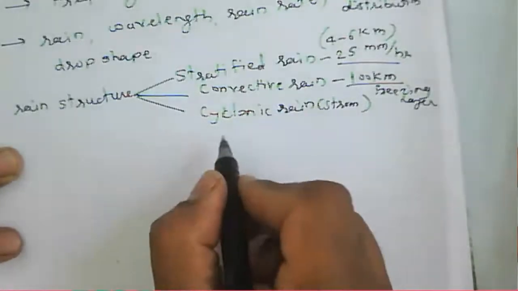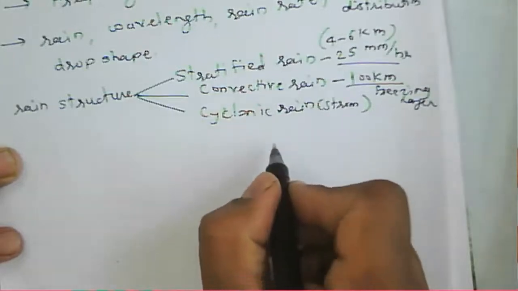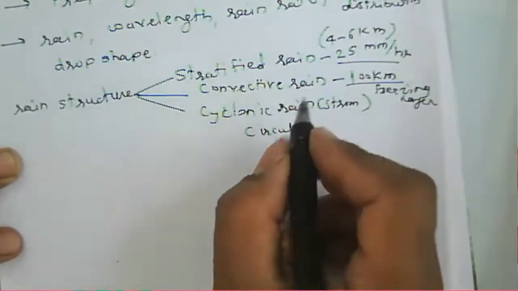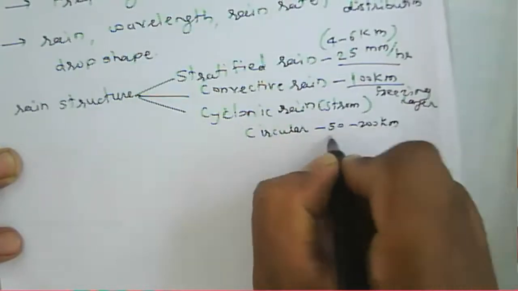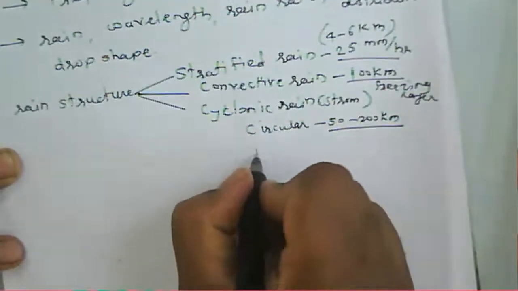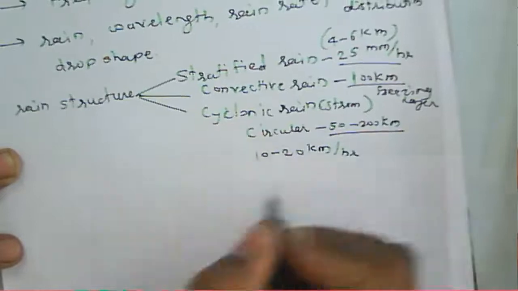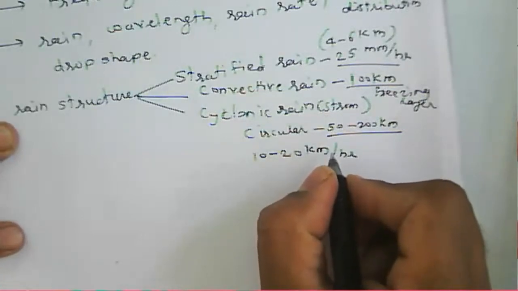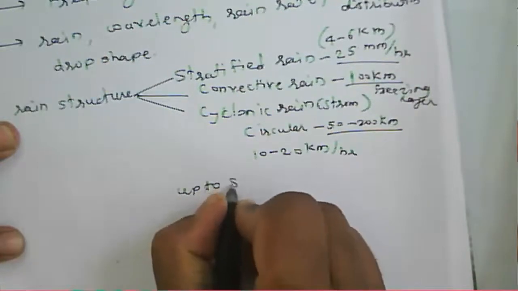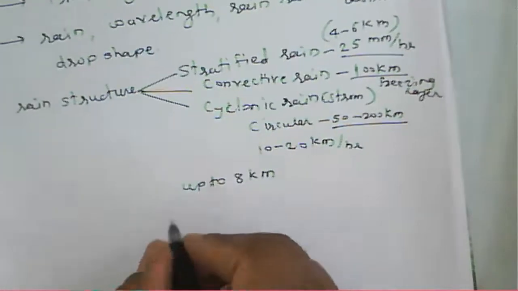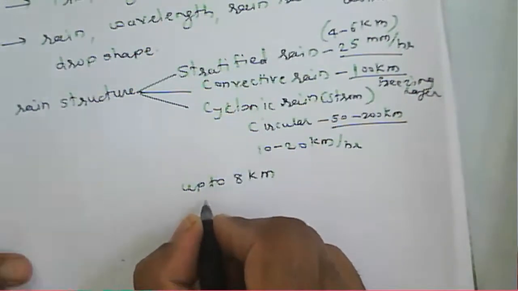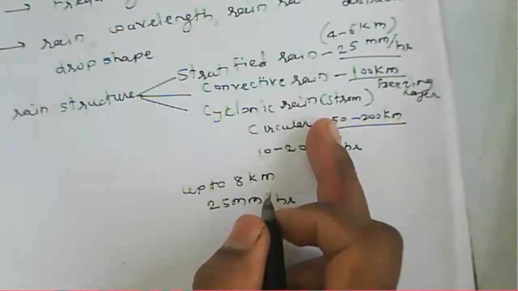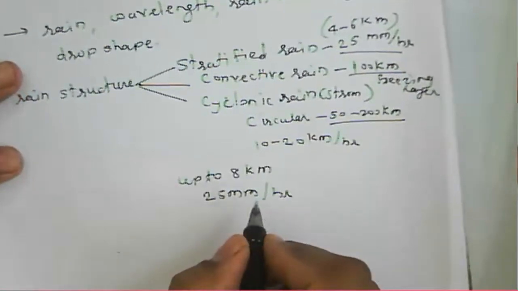Then a cyclonic storm or cyclonic rain is nothing but in a circular fashion, and it has a diameter of 50 to 200 kilometers. They move with a speed of 10 to 20 kilometers per hour, and their height extends to the melting layer, up to 8 kilometers. They have a high rain rate, above 25 mm per hour. That is about it.